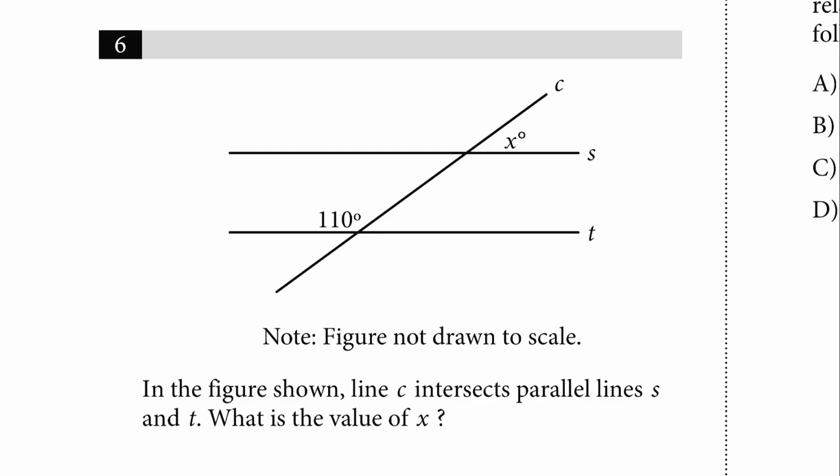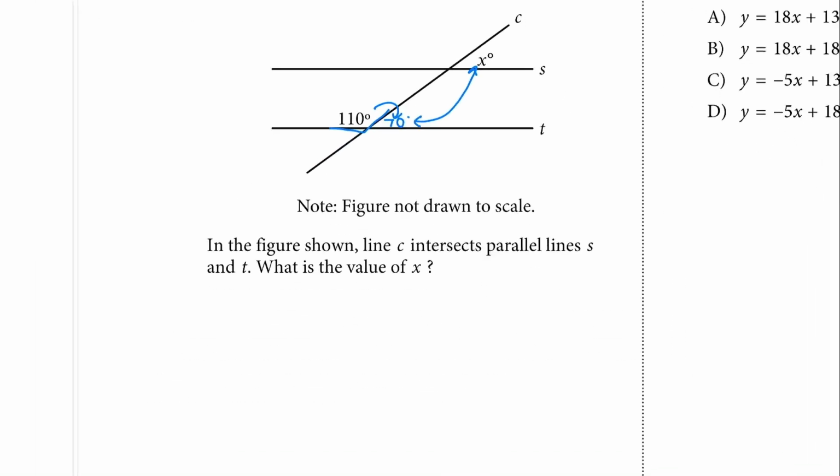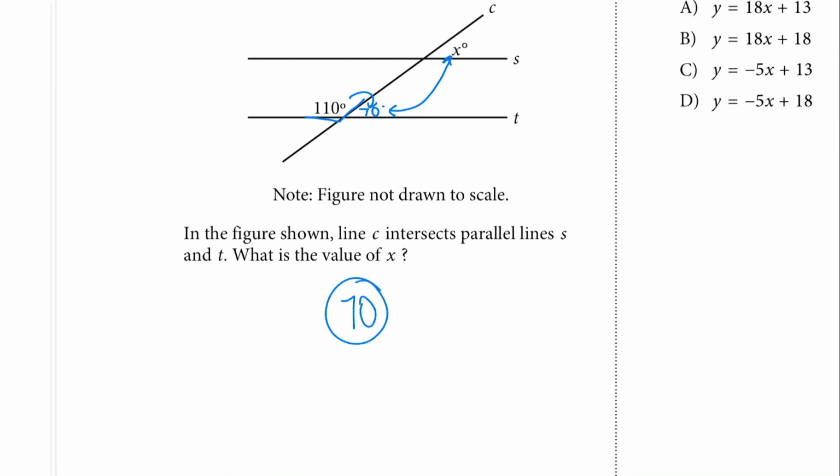In the figure shown, line C intersects parallel lines S and T. What is the value of x? In this case, we have an angle here, and we know that this is a linear pair, so this is going to be 70. Now these are corresponding angles here, which means that x is going to be 70 as well.